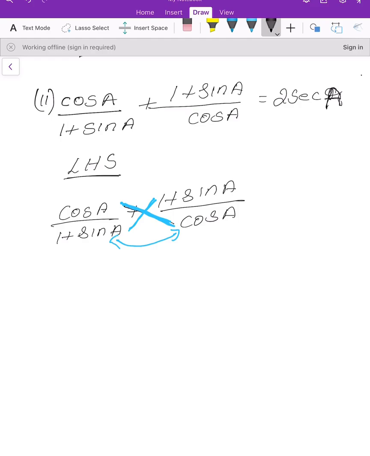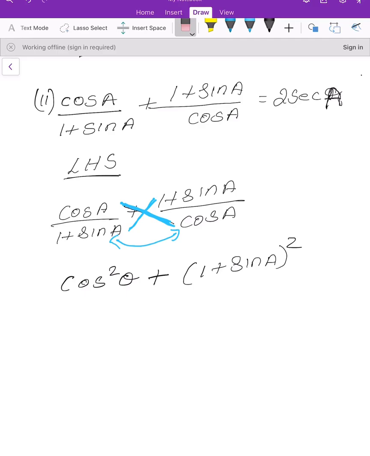See, first I am multiplying cos into cos. That will become cos square A, plus this I am going to take the same denominator. These two will get multiplied: (1 plus sin A) into (1 plus sin A). I wrote theta here by mistake; both are A. So (1 plus sin A) the whole square divided by, so I'll multiply this both, cos A into (1 plus sin A).